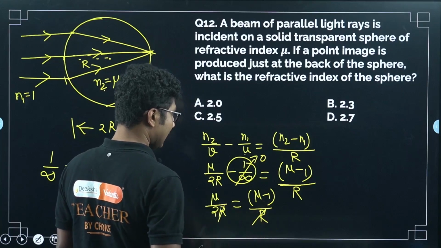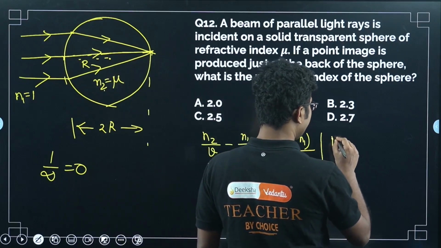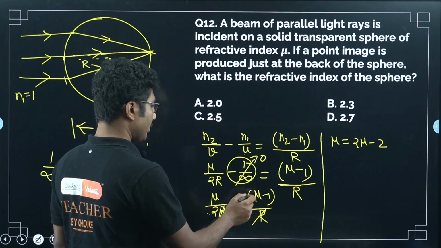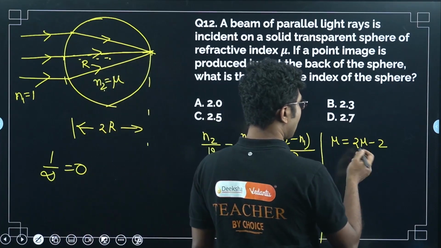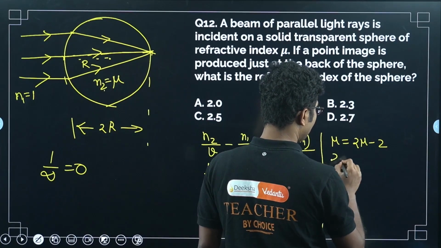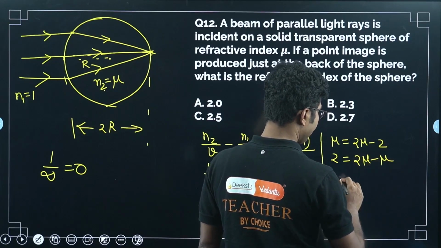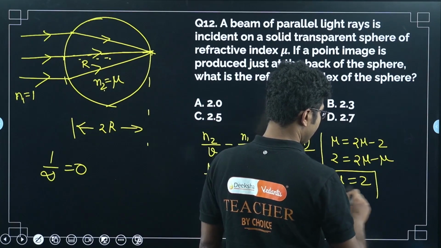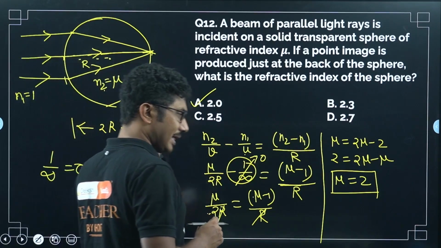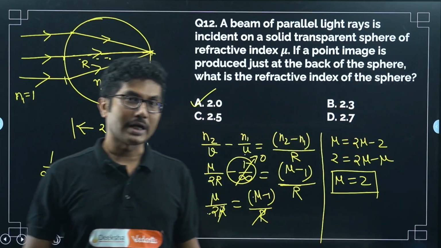Now this r cancels. After cross multiplication, these two will multiply here. So mu equals to 2 mu minus 2, right? Now take this minus 2 to this side and this mu to the right hand side: 2 equals to 2 mu minus mu, or 2 mu minus mu is mu, so mu equals to 2. So the refractive index is 2. A little complicated problem, but not very difficult in terms of mathematics. If you remember this formula, you can answer this question.